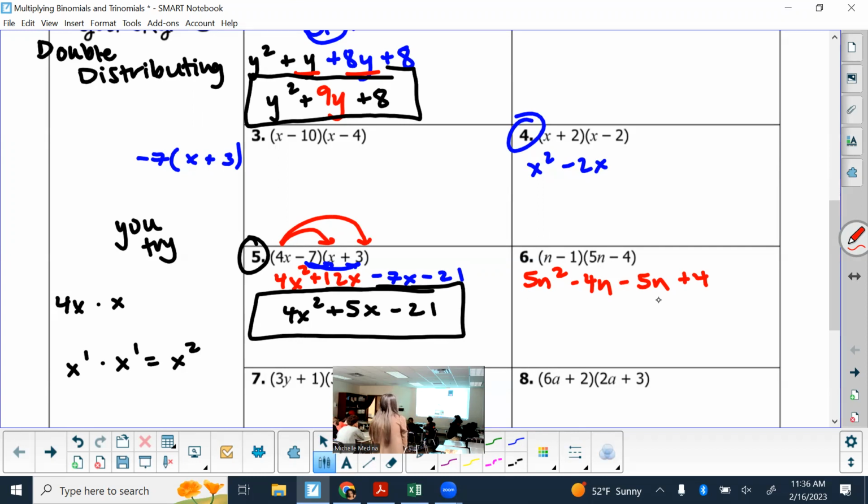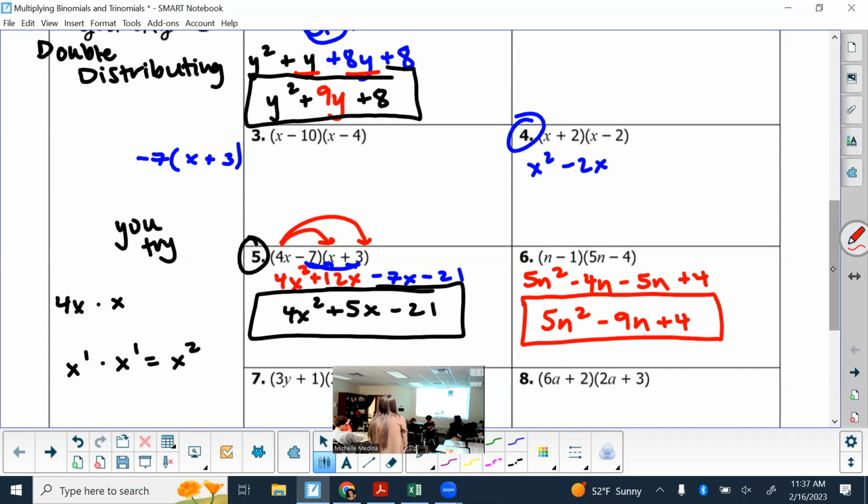And then in addition to that, you want to make sure there are no like terms. So the n squared doesn't have a like term. Does the negative 4n have a like term, class? What's negative 4n minus 5n? Negative 9n, and then the 4, there's only one constant. There's nothing else to combine it with. All right.